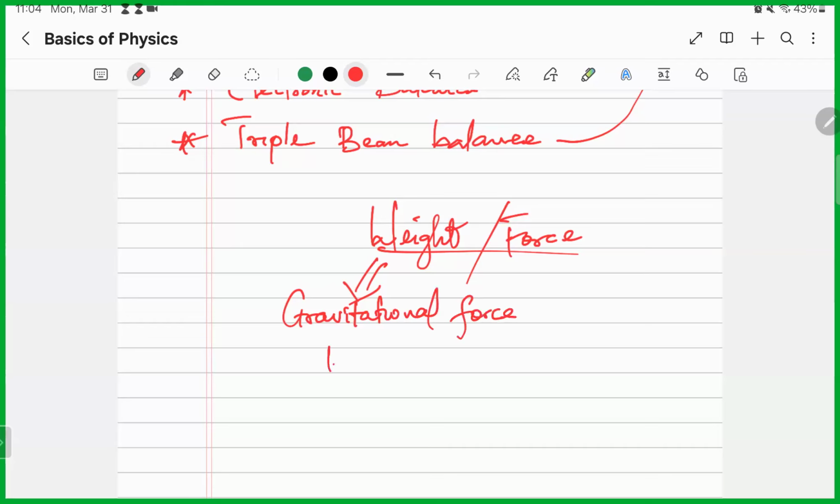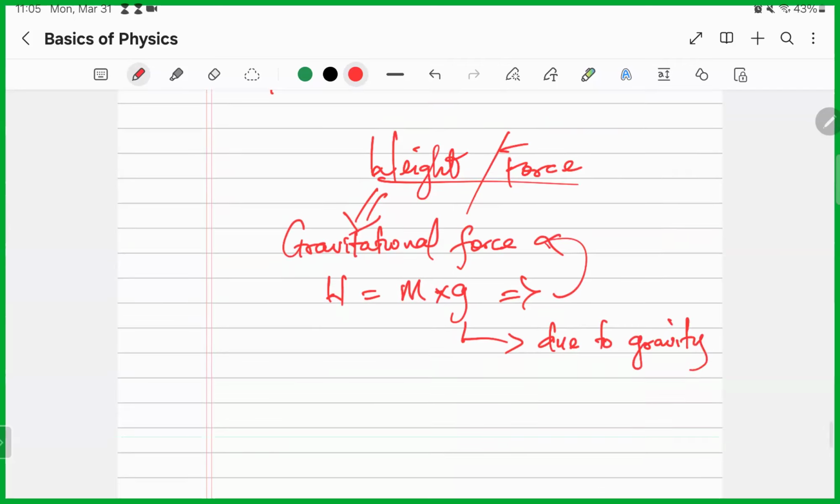That's why we have weight equals mass times acceleration due to gravity. So it produces a gravitational force. So the acceleration in this case is due to gravity. This is the definition of weight. In physics, most of the time, we don't define with a lot of write-ups. That's another basic thing you must understand.